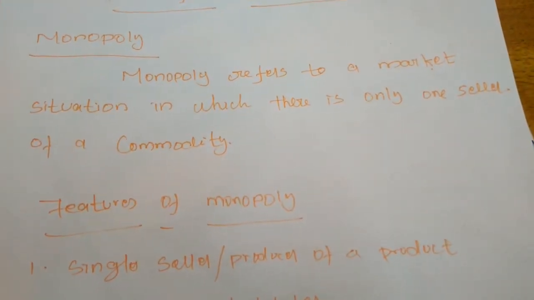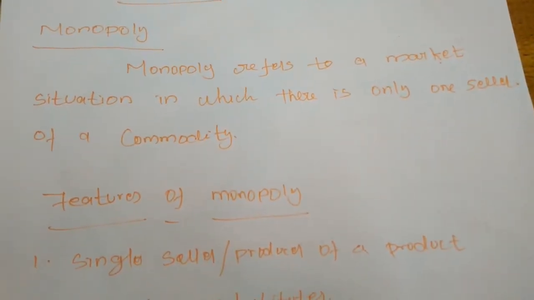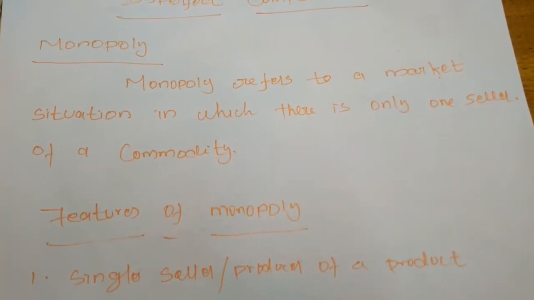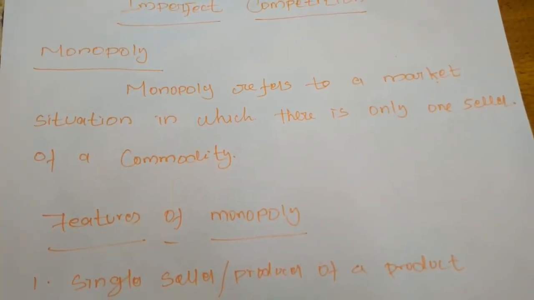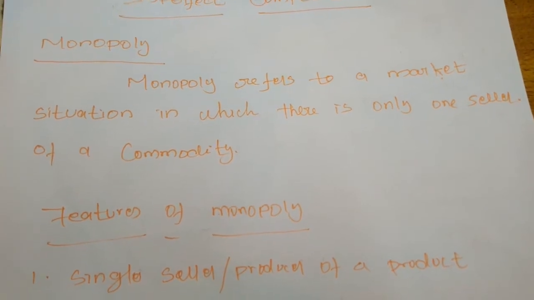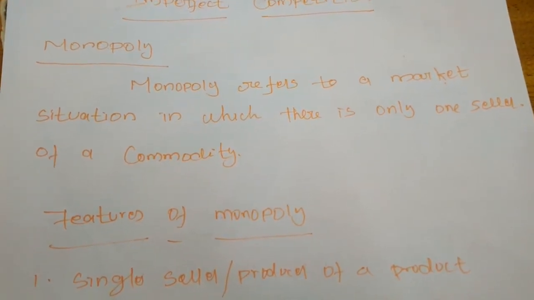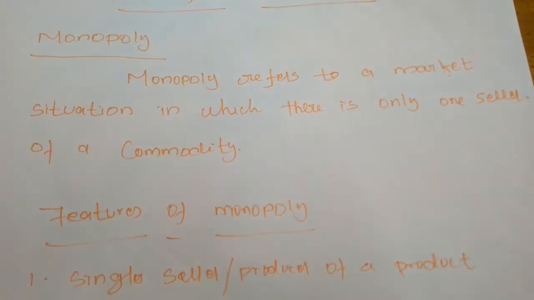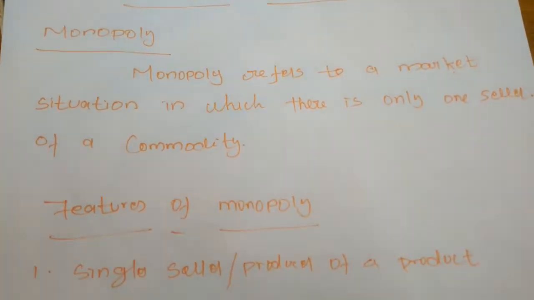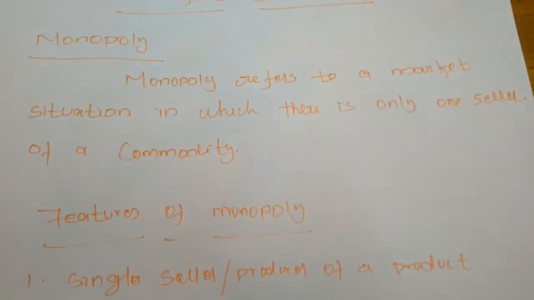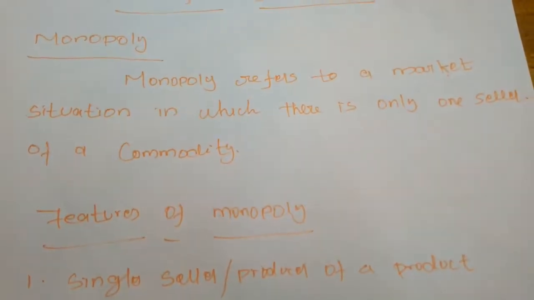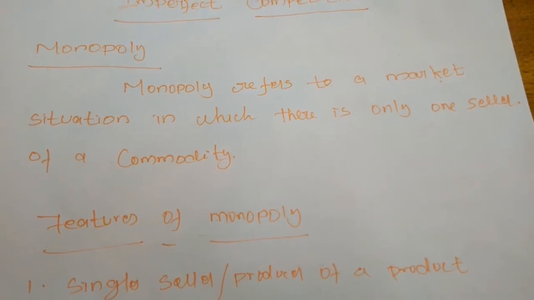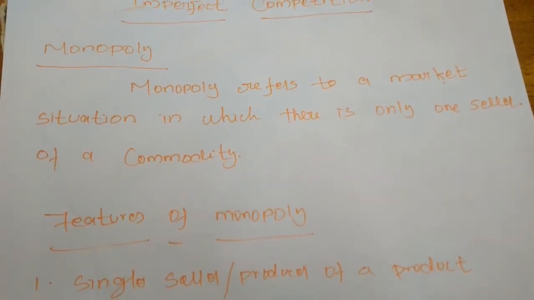The word monopoly has been derived from the combination of two words, mono and poly. Mono means single, poly means sellers. From the word itself, we can easily understand the meaning of monopoly. Monopoly means only a single seller will be there in the market. So monopoly refers to a market situation in which there is only one seller of a commodity.